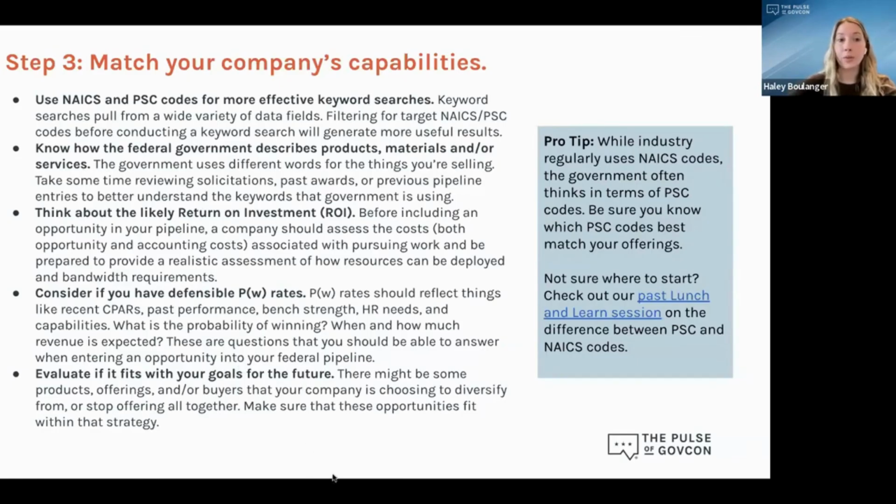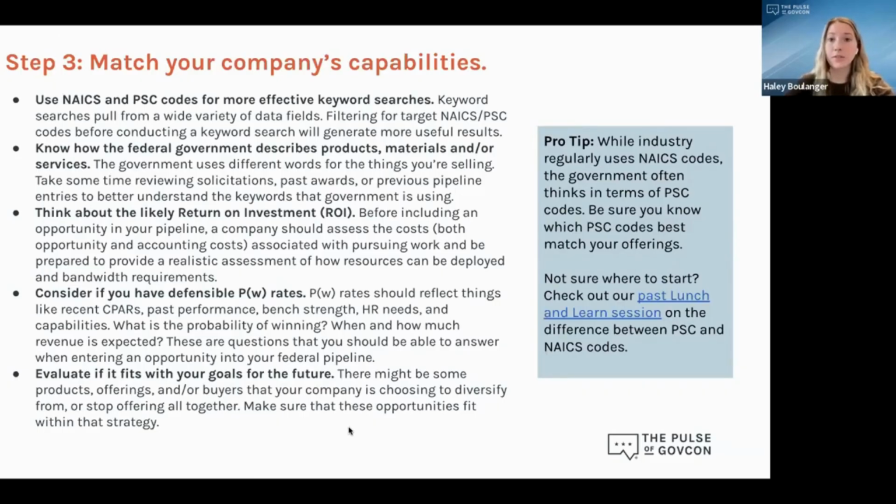And then you need to think about your ROI. Before including an opportunity in your pipeline, you should assess the costs for the opportunity and the accounting costs associated with pursuing this work, and then be prepared to have a realistic conversation of how these resources can be deployed within the bandwidth requirements that you have. Sometimes those are hard conversations, but they're really, really important. So if you account for them in your pipeline, it makes it one step easier to start that conversation.